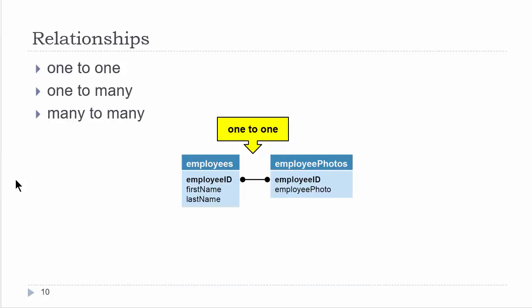So in the table on the left, we have the employees table. And this is where you might have information such as their ID, first name, last name, etc. However, if you were to set up a table for photos, you would relate the photo to the employee by using the employee ID field. So there would be a one-to-one relationship here, meaning one photo per employee.